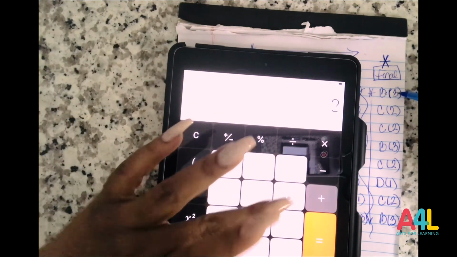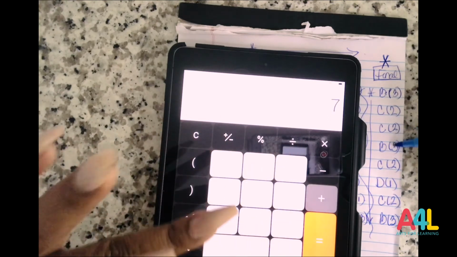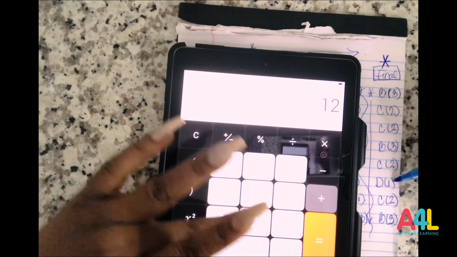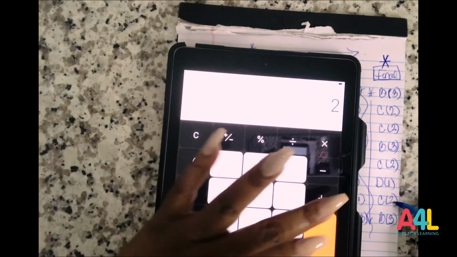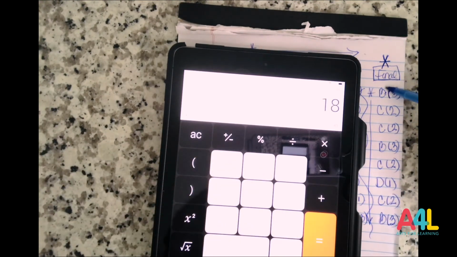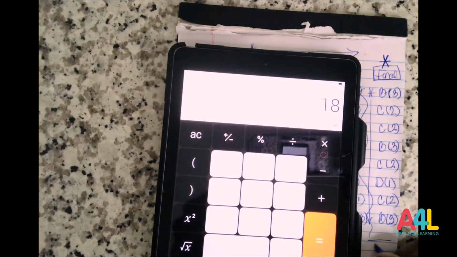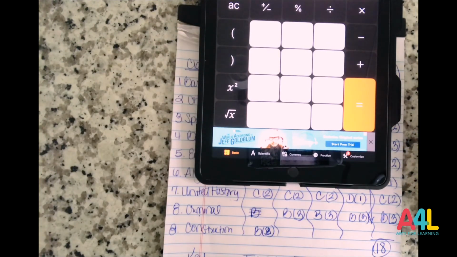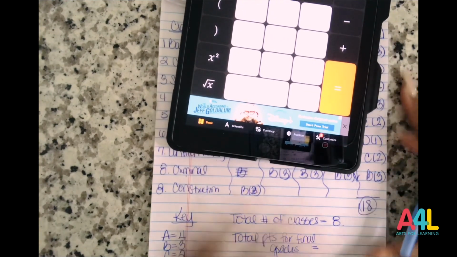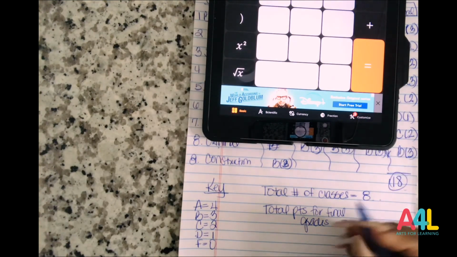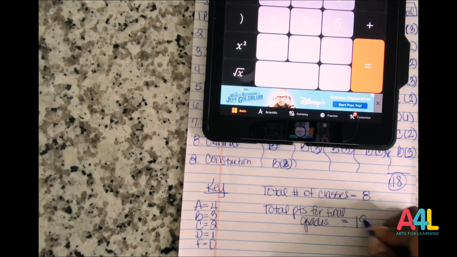He had a 3, 2, 2, 3, 2, 1, 2, 3. Total number of points is 18. So remember how when we started off, I told you would need to know the total number of classes, right? Your total number of classes, which was 8. The total number of points for the final grade is 18.